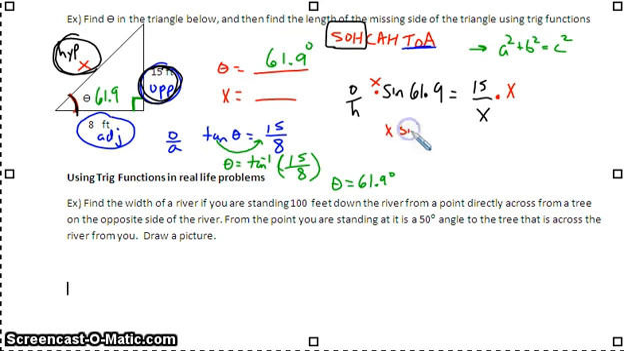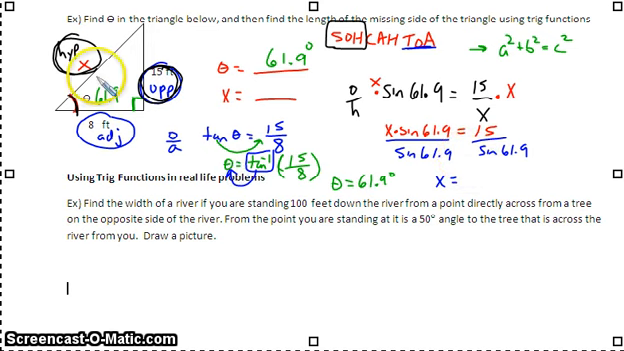So this becomes x times the sine of 61.9 equals 15. And since this is being multiplied, to get rid of the sine, I divide by the sine of 61.9. So now in my calculator, I'm going to type in 15 divided by the sine of 61.9. Again, I'm not going to use the sine inverse because I'm not looking for an angle. When I used tangent inverse over here, it was because I was trying to find a theta. I'm not trying to find a theta, I'm trying to find the length of a side of a triangle. So when I divide this out, I get 17.